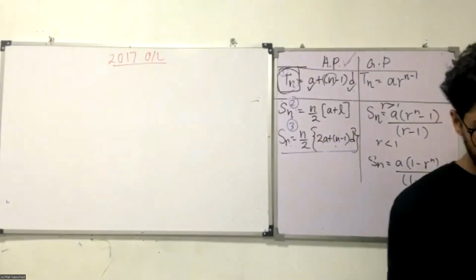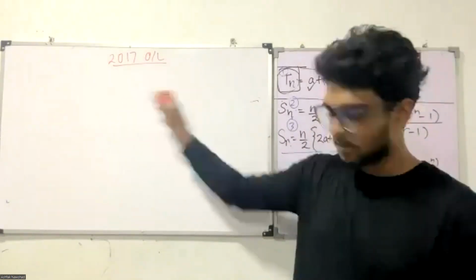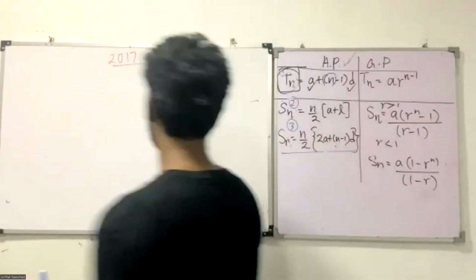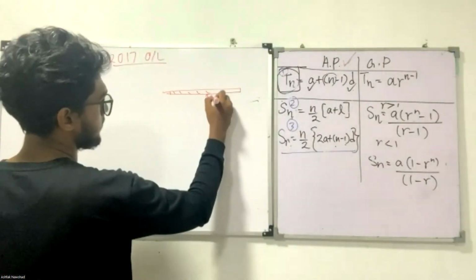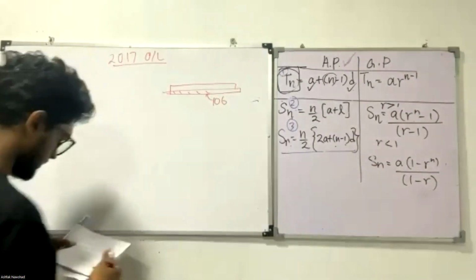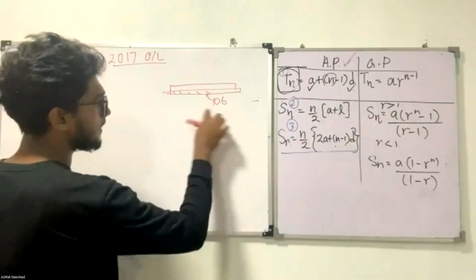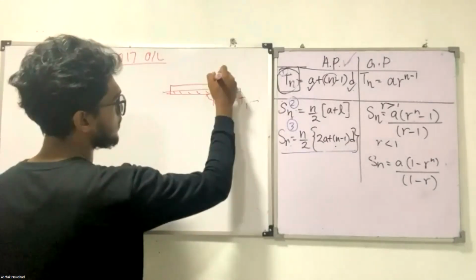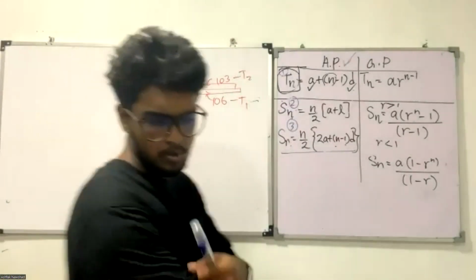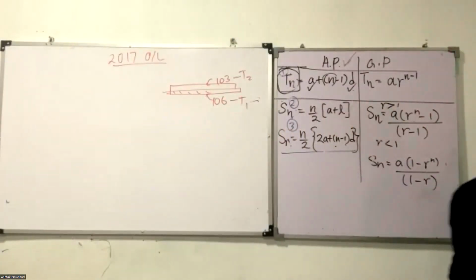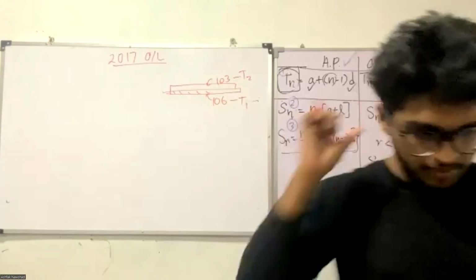So let's read. A vertical wall is constructed on a horizontal ground by using identical bricks. So it's about a wall. The first row has 106 bricks. And they say the number of bricks in each row above the first row is 3 less. Like this is 106, the first row, and the second row is 3 less than that, 103. This is T2. So what kind of a progression is this? AP, yes, it's arithmetic progression.